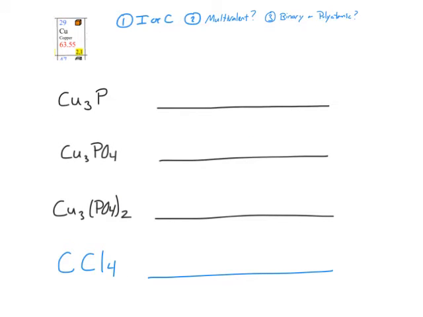Of course, the true test comes when we're mixing ionic and covalent, multivalent, and polyatomic, binary all together. So let's take a look at this next example. Say we have Cu3P and we need to name this. I'm going to first have to identify as the first element a metal or a nonmetal. That's right, in this case it's a metal. So I know I'm dealing with an ionic compound. So I can start by listing out the metal's name. In this case it's copper.